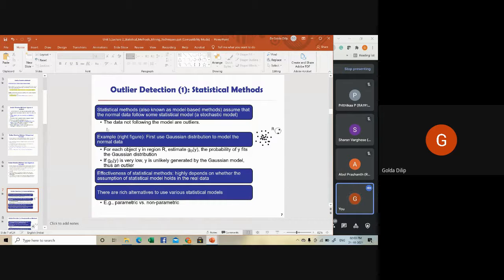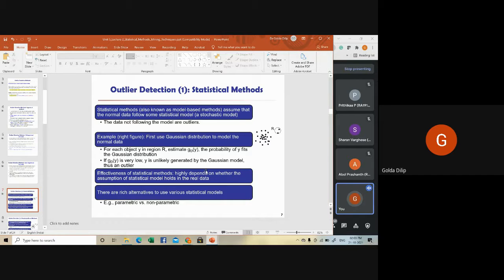So see, Gaussian distribution GD of Y. Y is actually the one which belongs to R, this part. R is the outlier. So Y is unlikely generated by the Gaussian model, thus an outlier. The probability is very low. Whatever is not generated by the Gaussian distribution is treated as an outlier.